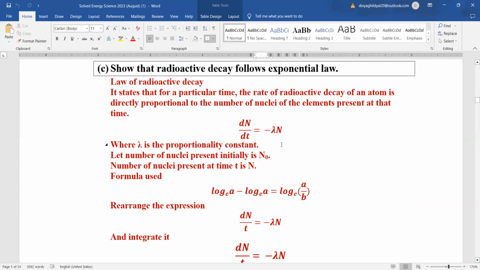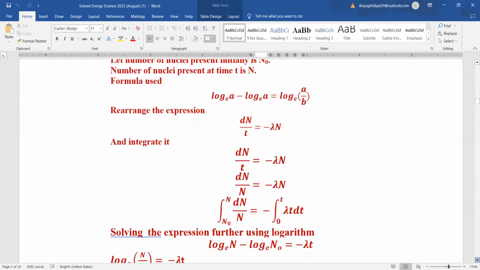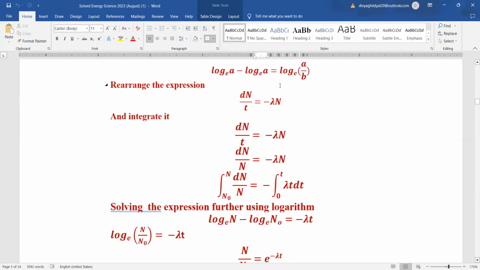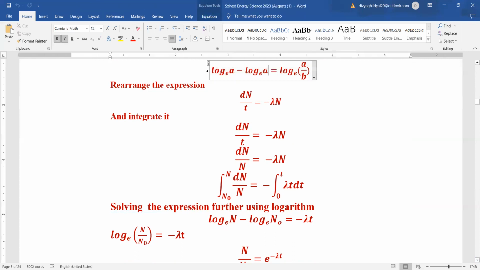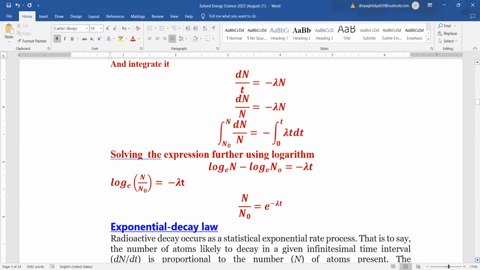Now, let N naught be the number of nuclei present initially and N be the number of nuclei present at time t. So the formula used is log base e A minus log base e B is equal to log base e A upon B. So we rearrange this expression and integrate it, and integrating and solving it further, we get N upon N naught equal to e to the power of minus lambda t.